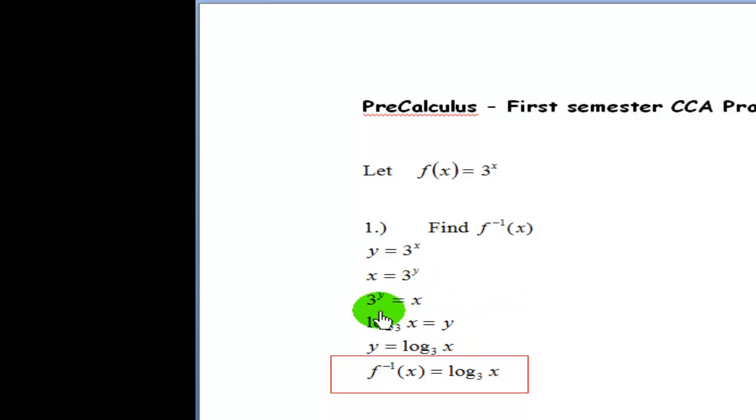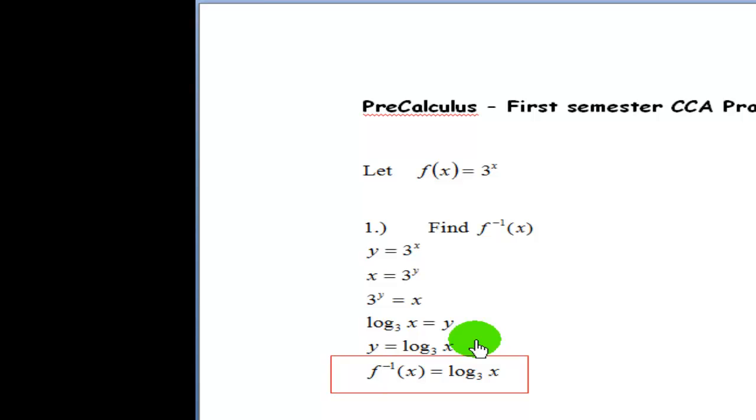Then if we convert that to logarithms, we have log base 3 of x equals y. We can rewrite that as y equals log base 3 of x. And we know another thing: the exponential and logarithmic functions are inverses of one another, so this should make sense. If f of x equals 3 to the x, the inverse equals log base 3 of x.